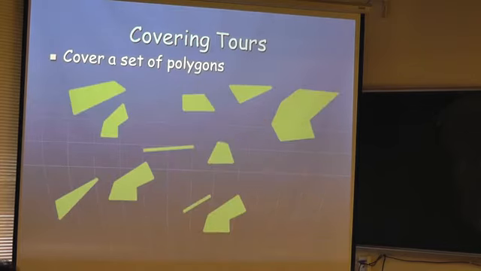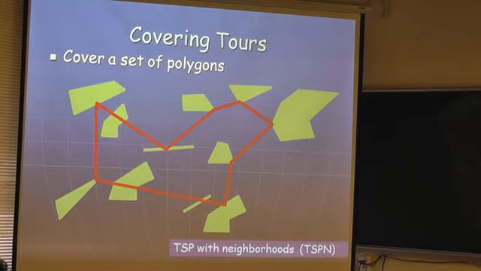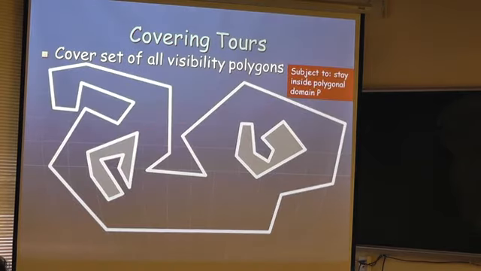This is circular neighborhoods. More generally, you might be trying to cover a set of polygons, and that's also TSP with neighborhoods. There are many different types of neighborhoods, and I've been working on a large class of such TSP with neighborhood problems in many different dimensions and spaces for quite some time. So our problem falls into that category.